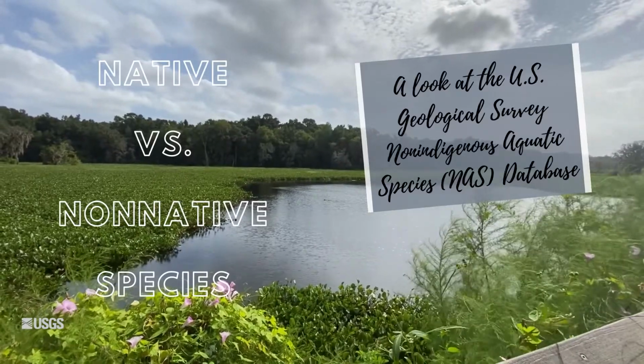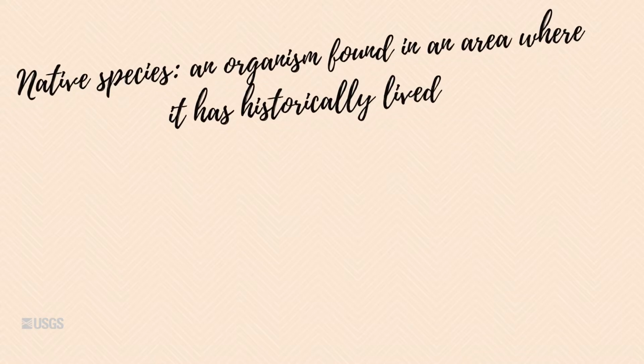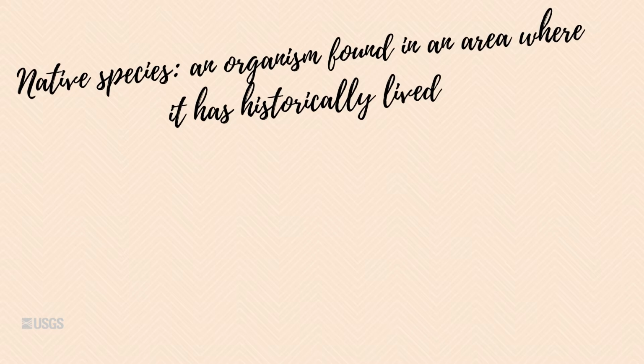Going to take you through the wetland and ask the question, what is a native species? Well, the short answer is a native species is any plant or animal that lives in a place where it has been historically found. So if we say that a species is native to Florida, that means that the plant or animal occurs here naturally.